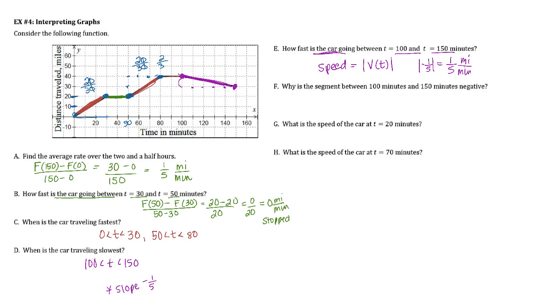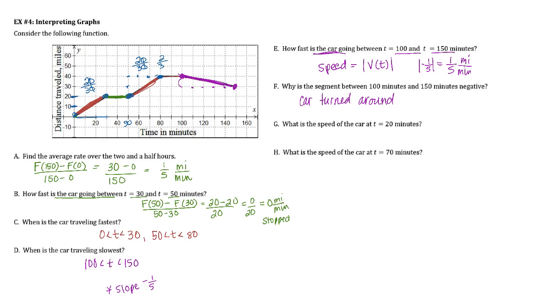All right, so let's look at F. F asks us a pretty good question. Why is the segment between 100 and 150 negative? Because we're saying you really can't have a negative speed. So try to think about, well, what would have happened there? Well, it's probably because the car turned around, right? It's like it's going back over its path.